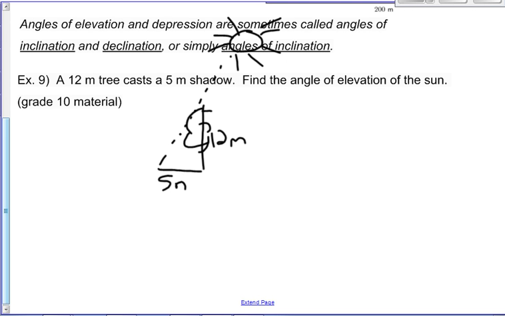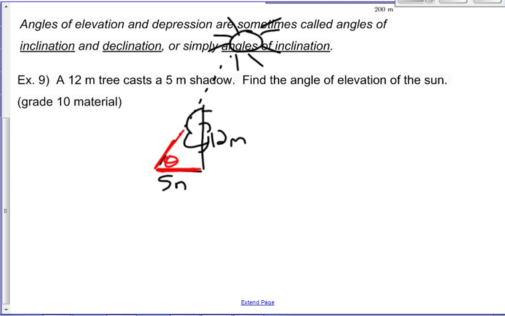And what I'll see a lot is people doing this. I'm going to write right away, bad, don't do this. Look, you don't have the horizontal involved there. You've only got the vertical, the tree. That's no good. If we want an angle of elevation, we're talking about an angle that involves the horizontal. It must be this. Okay?